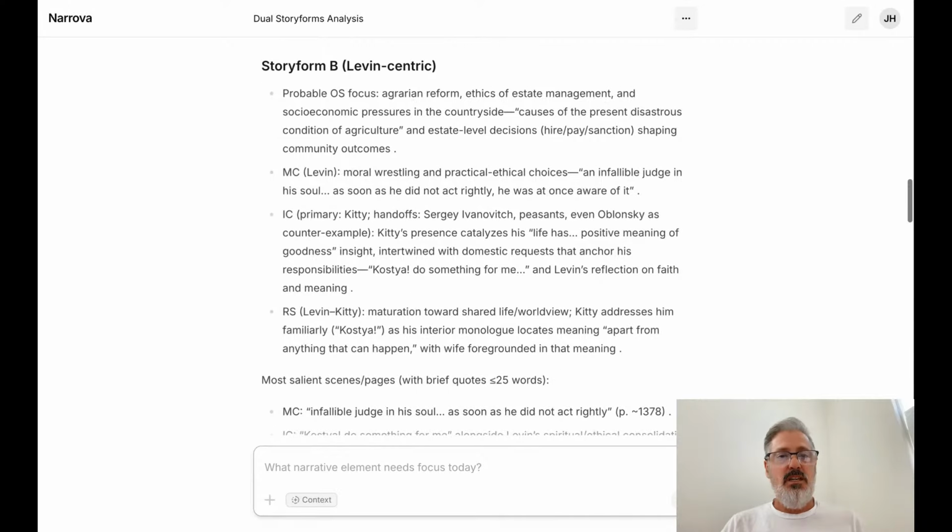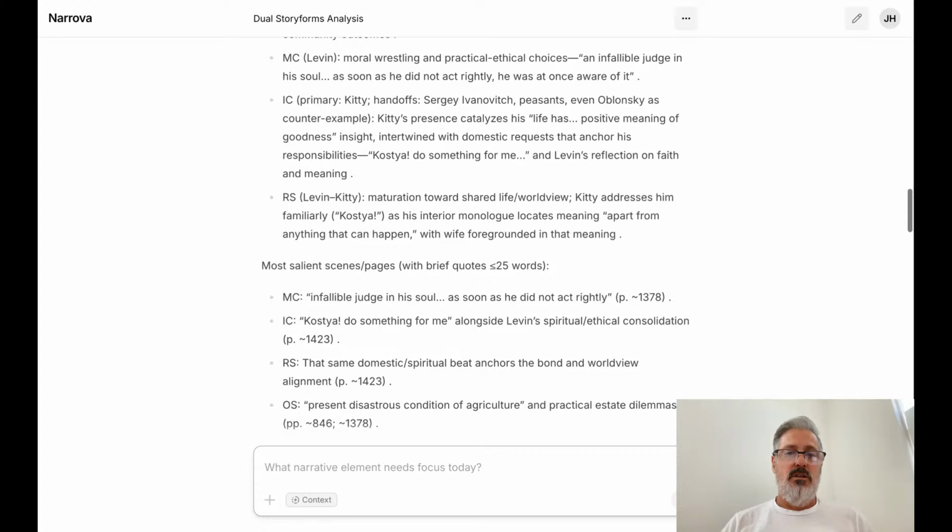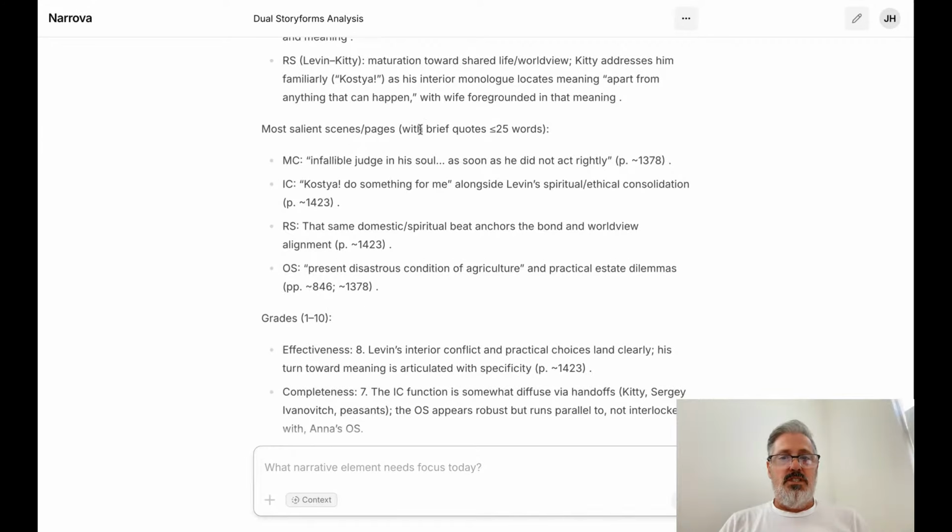And then story form B would be the Levin-centric one. This is a different focus than the objective story. This one's more about agrarian reform. And here's Levin, moral wrestling and practical ethical. His primary influence character is Kitty, and of course their relationship would be that. So there are probably two story forms in here. Most salient scene page: I have done this before, to be fair, and so I know that it picks up on the two story forms.